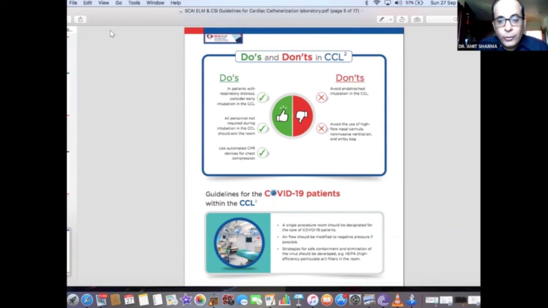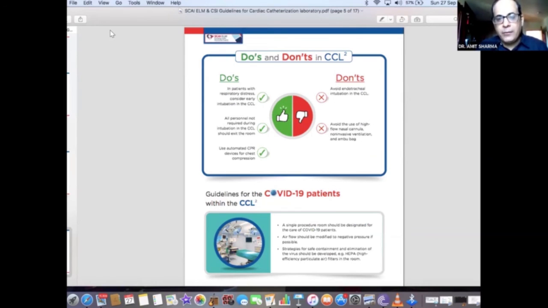Again, guidelines, as I told you, say it has to be negative pressure ventilation, but we don't always get that kind of negative pressure ventilation. There are guidelines that have been put that there should be HEPA filters. The AC unit of the cath lab should not be connected to the hospital AC unit. It should be separate. But again, these are wishful thinking.